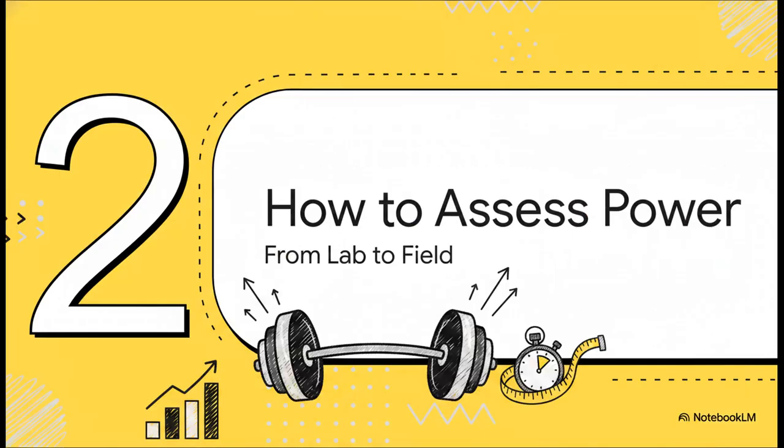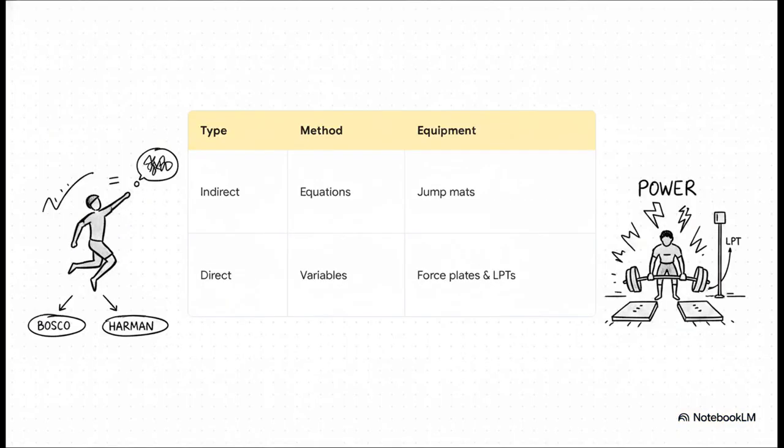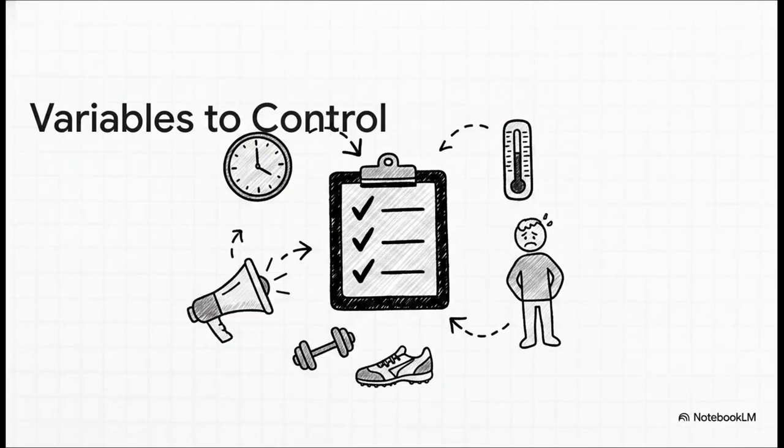Let's keep rolling into Section 2, how to assess power. For decades, coaches relied on indirect math. They'd use equations like the Bosco or Harman formulas, basically predicting power based entirely on jump height or flight time. But today, direct assessment is the absolute gold standard. Utilizing force plates to capture ground reaction forces, alongside linear position transducers to track barbell velocity, gives us the exact net system power. No guessing involved. But hold on, for any of that direct testing to actually mean anything, you have to strictly control your variables.